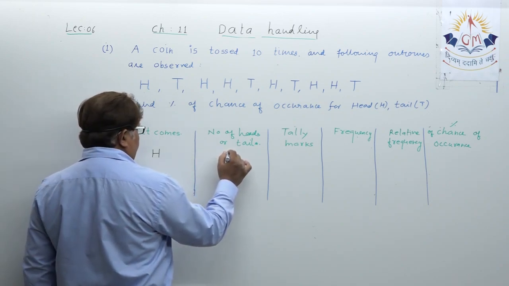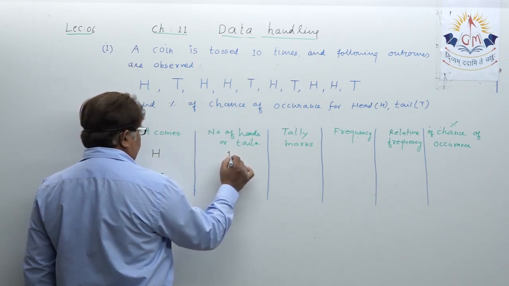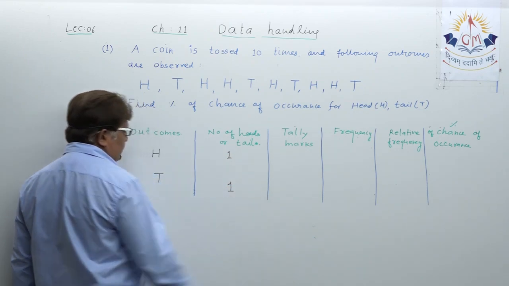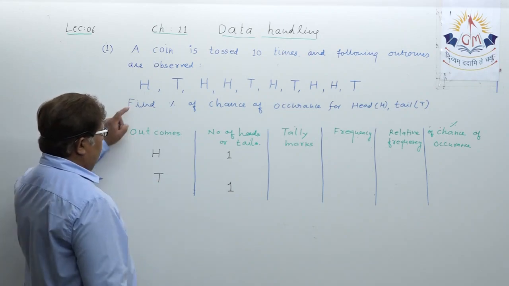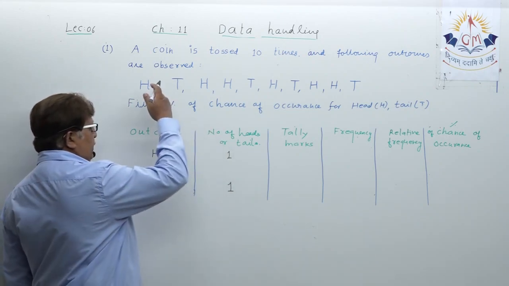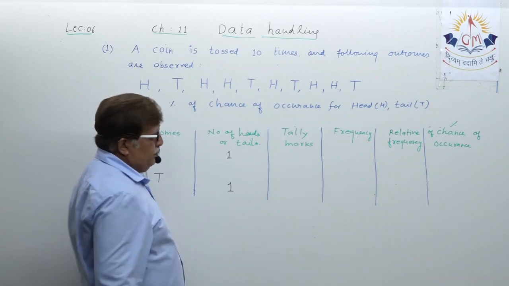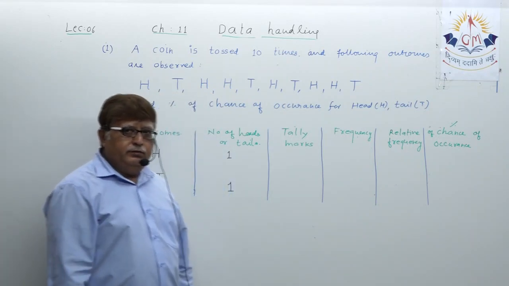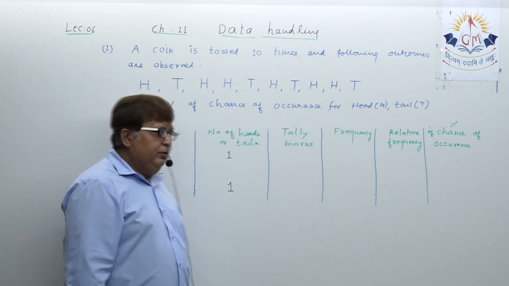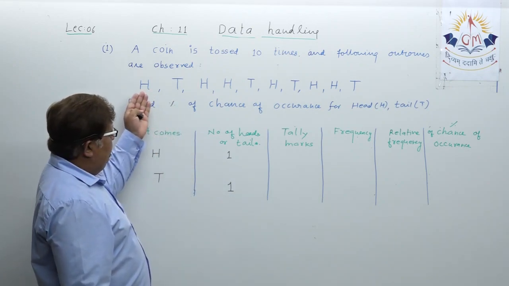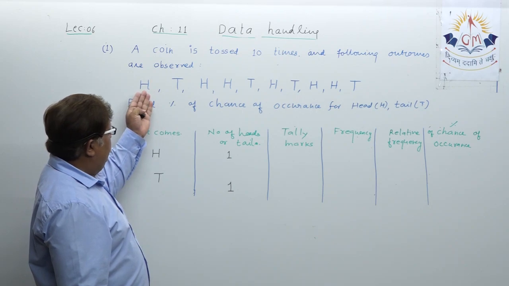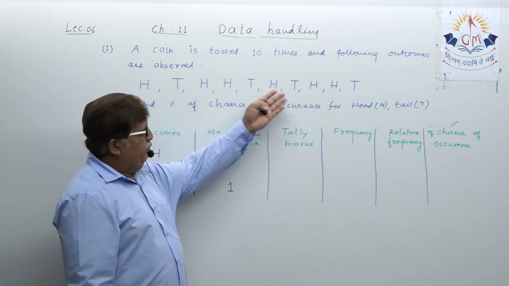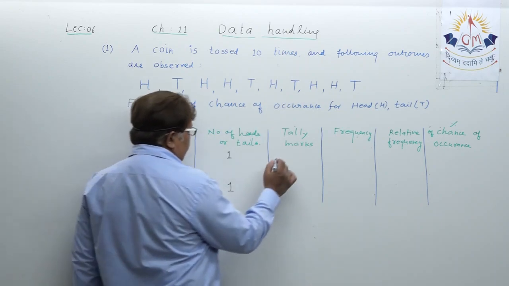Number of heads 1, number of tails 1, tally mark. Actually here only 10 observations appear. So directly, dear student, you can count the tally marks for heads: 1, 2, 3, 4, 5, 6. Let us place.